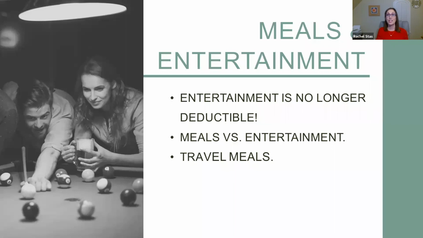Meals and entertainment. This has changed. This is the rule that changed in the last 2 weeks of the year. Well, it changed in 2017 and then it changed again. So entertainment is no longer deductible.